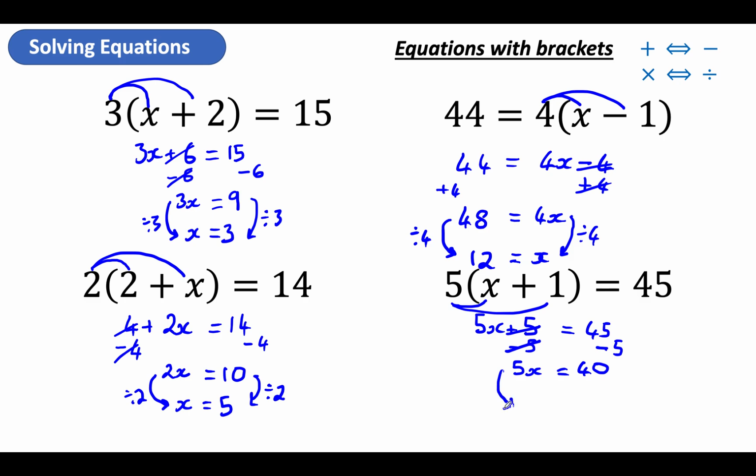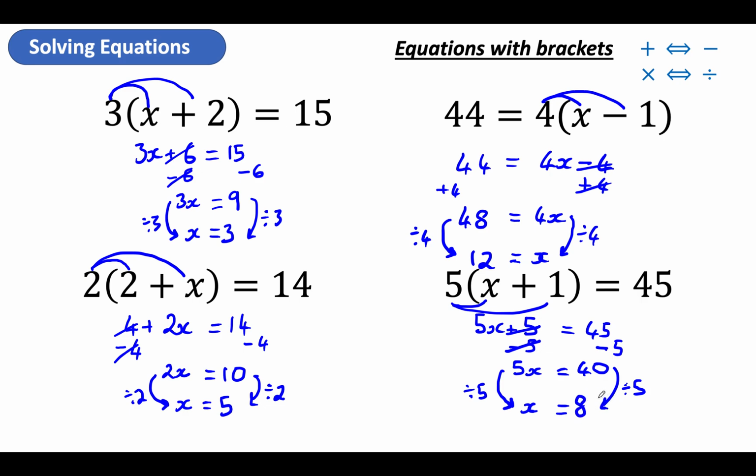Right, we don't want 5 lots of x. We just want the 1 lot of x, 1 on its own. So I'm going to cut that 5x into 5 equal pieces just to find what 1x is. Divide it by the 5. Divide by the number touching the letter. And I'm going to divide this side by 5 as well. 40 divided by 5 is 8.